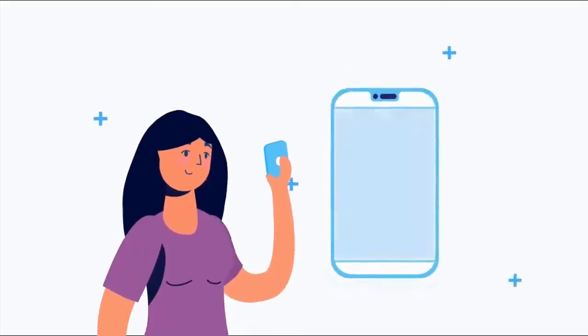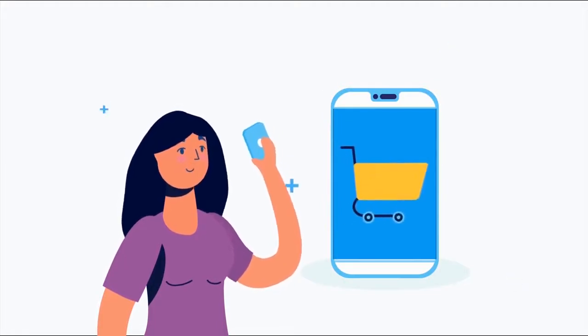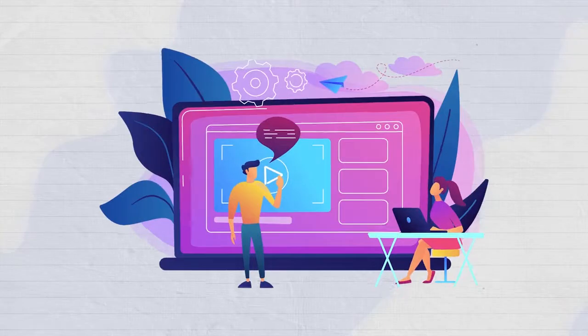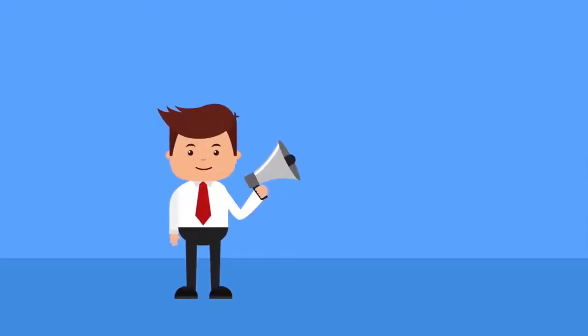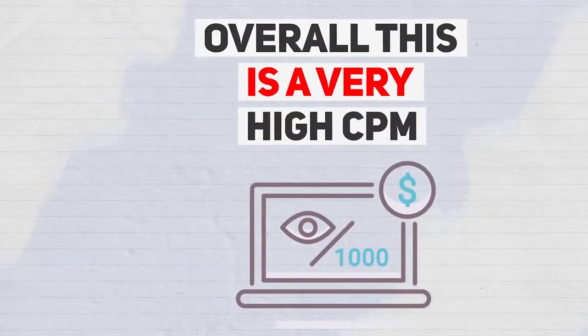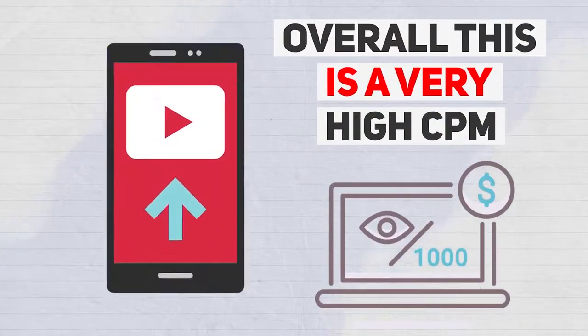And because rich people are watching those videos, they're more likely to buy products that are advertised. It's also being advertised against people who are more likely to buy things that can help them get wealthy. So overall, this is a very high CPM niche that you should consider to start re-uploading videos in.